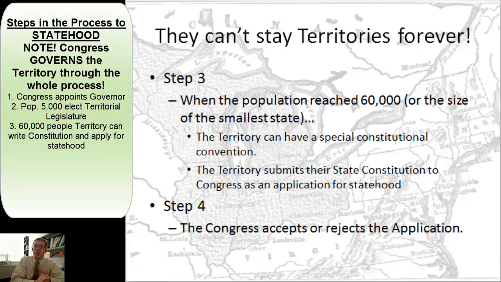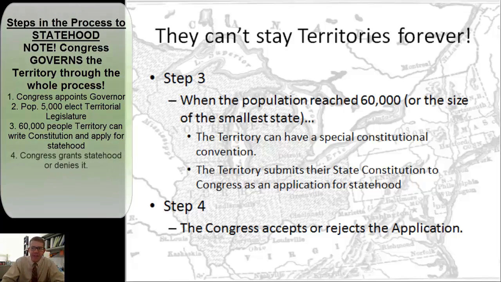At that constitutional convention, they will write a constitution, and they will then apply to the Congress to become a state. The state constitution that they write is their application. Congress gets that, and they have the final say. They either accept it or they reject it.